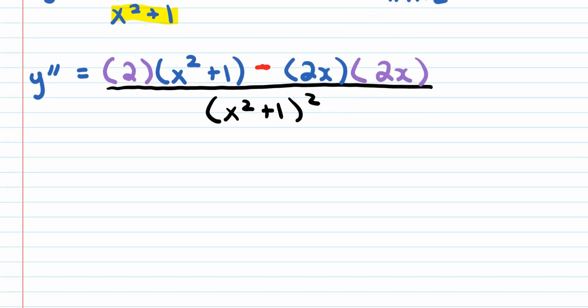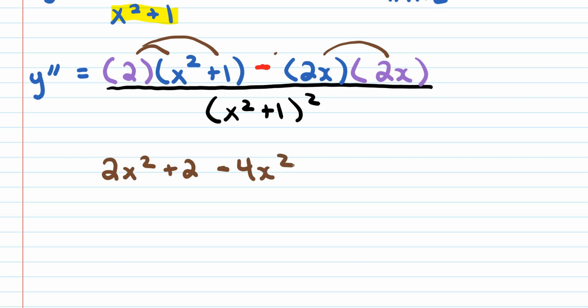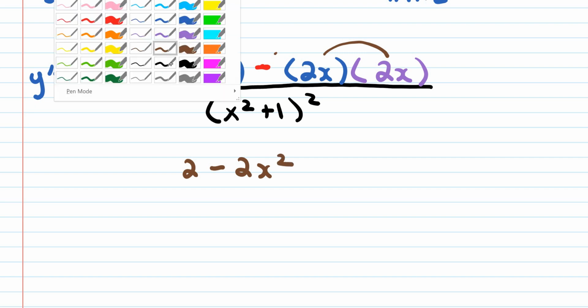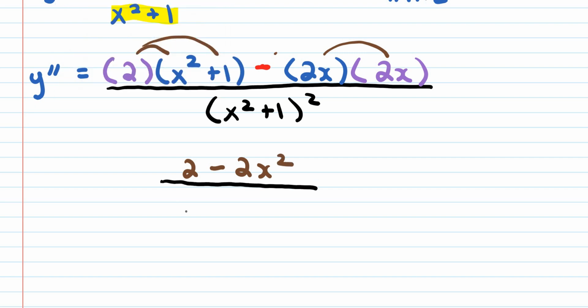And let's do our best to simplify this. If I distribute that, I get 2x squared plus 2, and then a negative 4x squared. If I simplify that, 2x squared minus 4x squared gives me negative 2x squared, right? So let me erase this. Then I get a negative 2x squared, and we're dividing by the whole denominator, which is x squared plus 1 all to the power 2. And this is my second derivative.